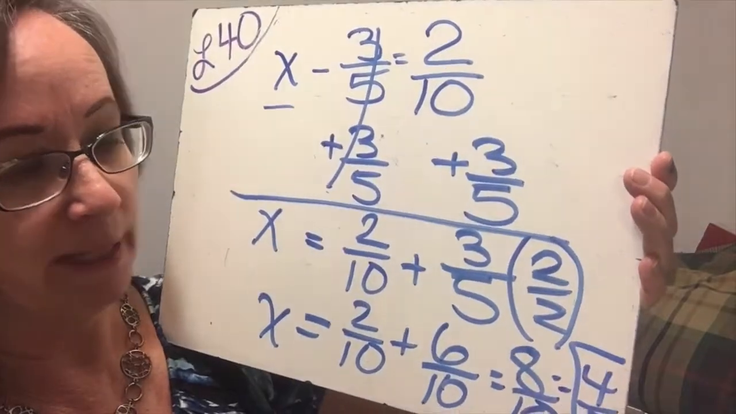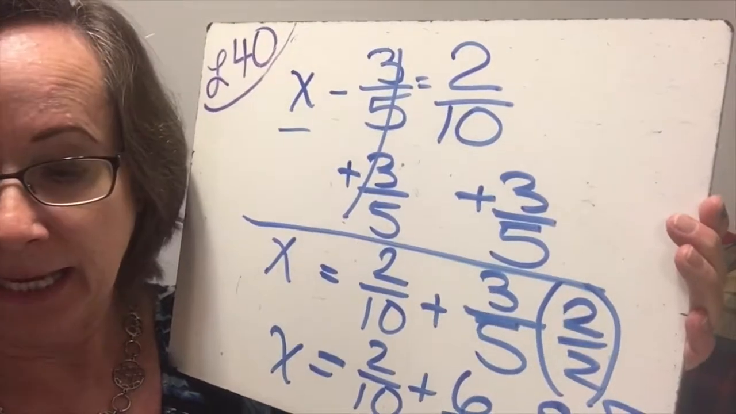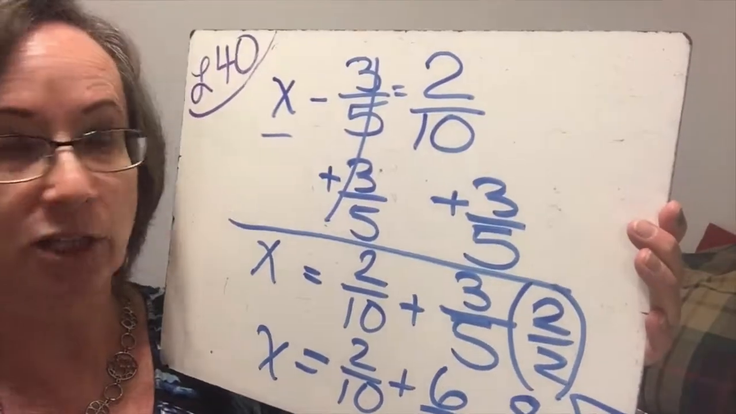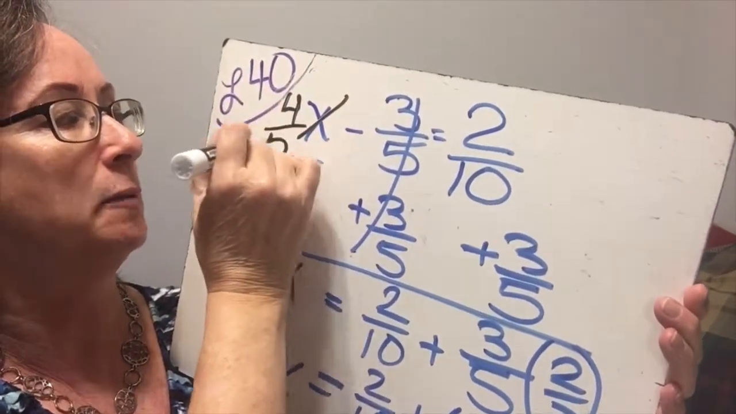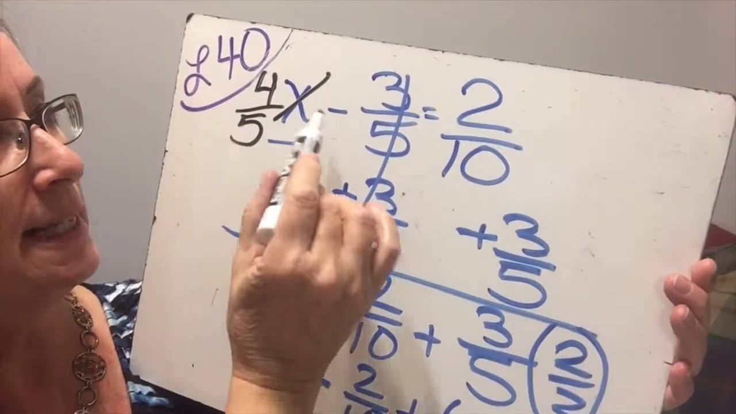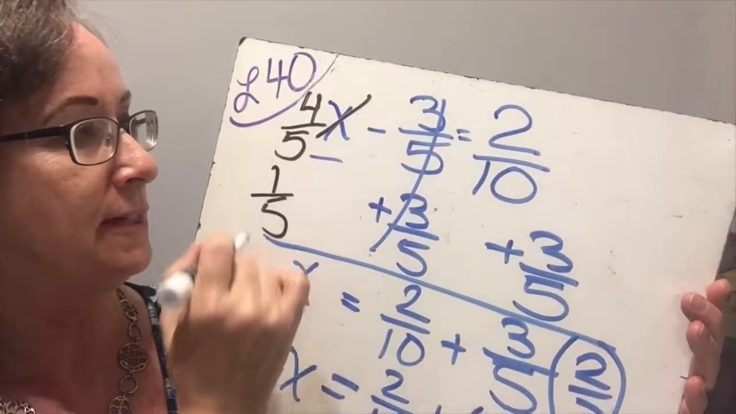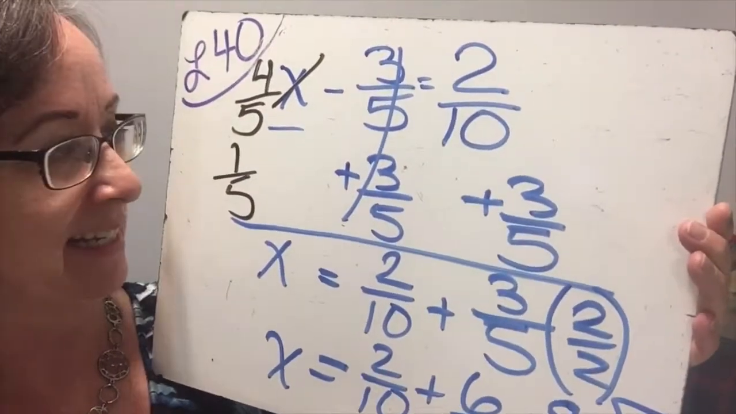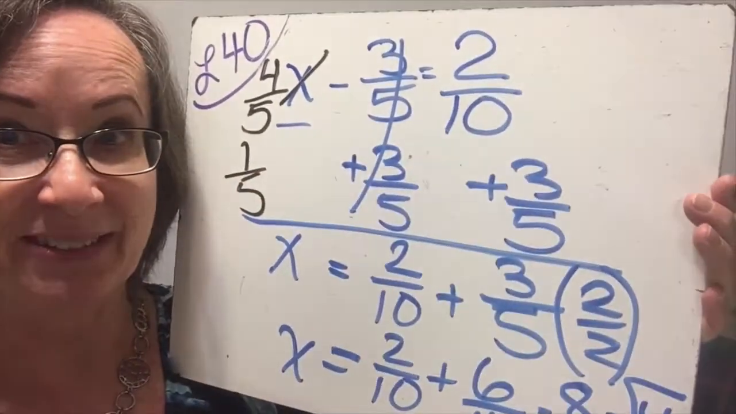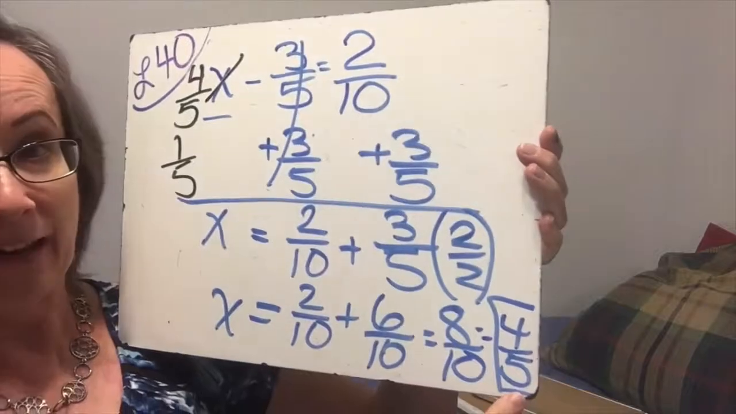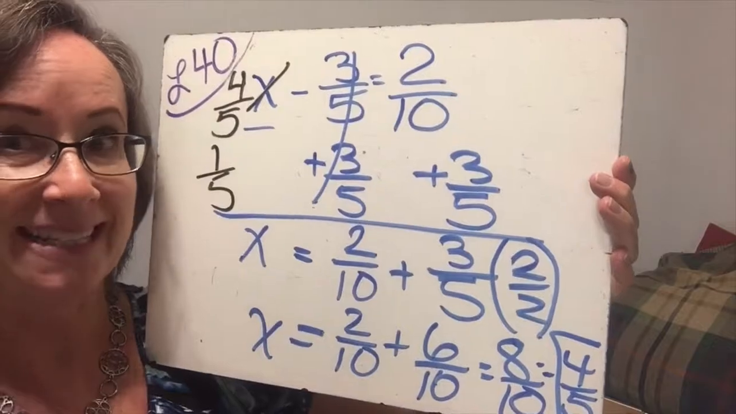Okay, so now we need to go back to the beginning of the problem and check to see if 4/5 is going to make the equation true. So up here, instead of my x, I'm going to put 4/5 in black. And 4/5 take away 3/5 is 1/5. So we have 1/5 on the left and we have 2/10 on the right. But if we multiply 1/5 by 2 over 2, we do get 2/10, don't we? So the 4/5 made the original equation true, therefore 4/5 is a solution.